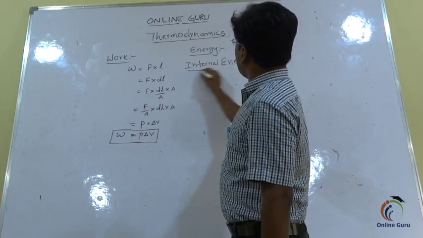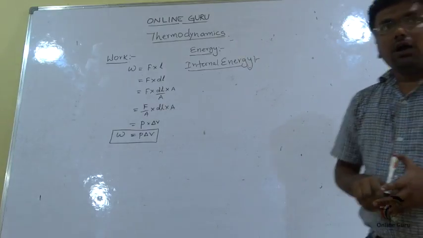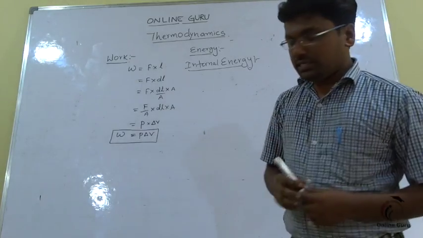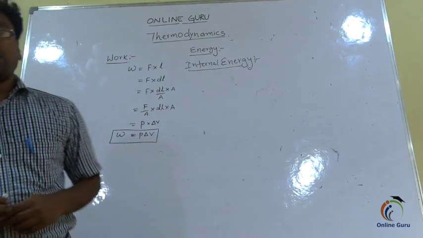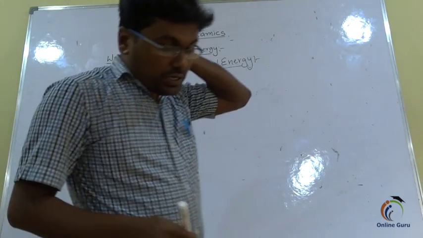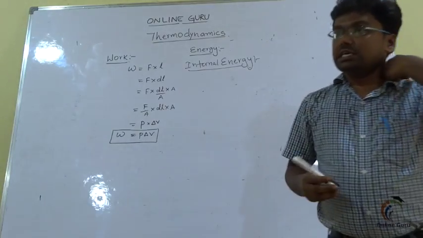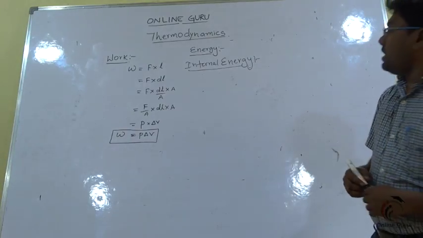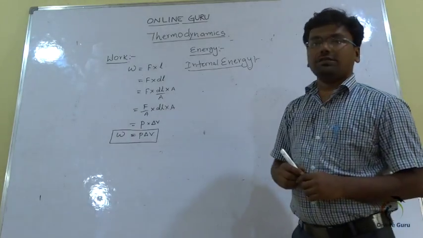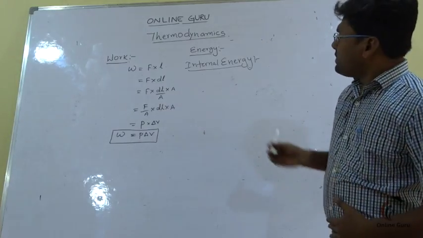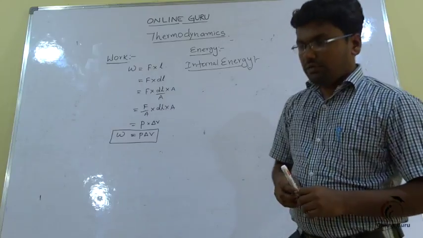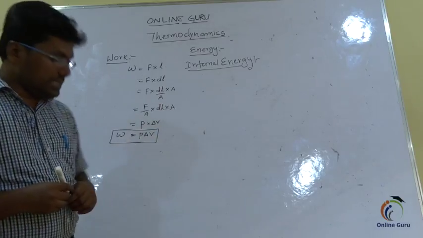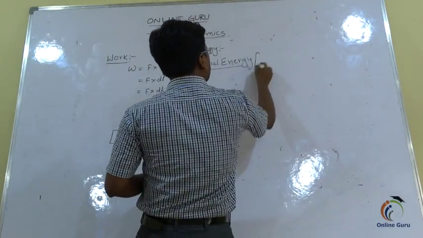Here, what internal energy means: any system will have a definite amount of energy, and that energy is called internal energy. Every system has some kinetic energy, some potential energy, some rotational energy and translational energy. These are all present in a system, so the sum of all these energies is called the internal energy of a particular system. Every system has a definite amount of energy, called internal energy, and it is represented by E.